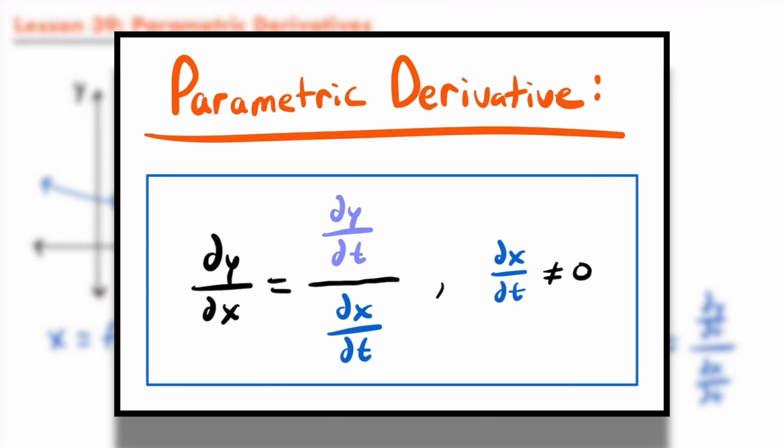Alright, and so to summarize, this is our formula for finding a parametric derivative. dy dx, the parametric derivative, will be equal to dy dt, the derivative of y with respect to t, divided by dx dt, which is the derivative of x with respect to t. And provided that that derivative is not equal to 0, this will represent the derivative of a set of parametric equations. And so, now that we know this formula, let's take a look at a couple examples of using it to find some parametric derivatives.